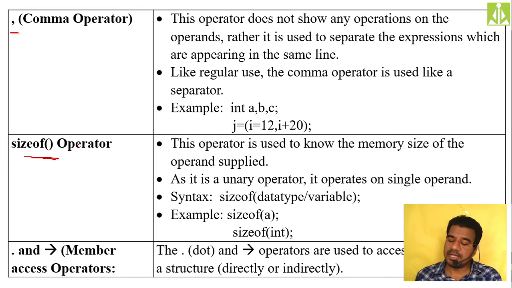Then this dot and arrow operator, this is the dot operator and this is the arrow operator. We call them member access operators. The discussion of these two we do in structures. We discuss in the 4th unit the concept of structures, the direct member access operator and the indirect member access operator.